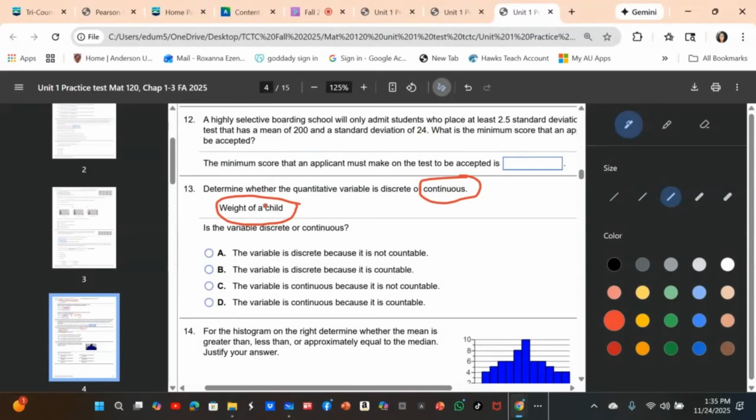Okay, so the variable is discrete, no, it's continuous. The variable is continuous because it's what it's talking about here. The variable is continuous because it is not countable. Well, the best possible answer is C.